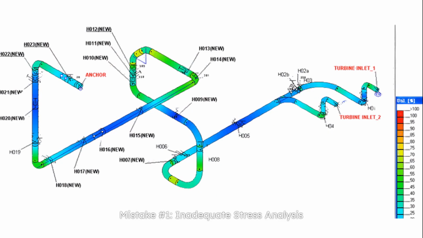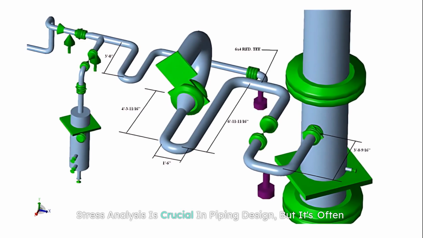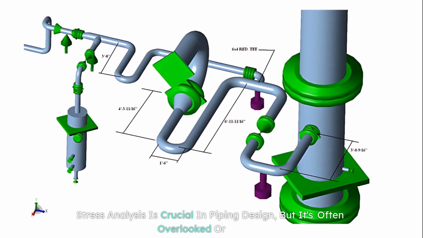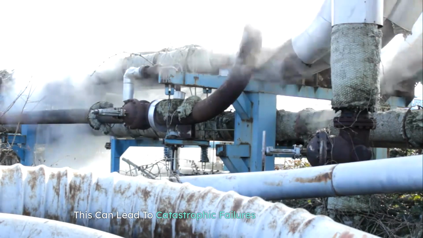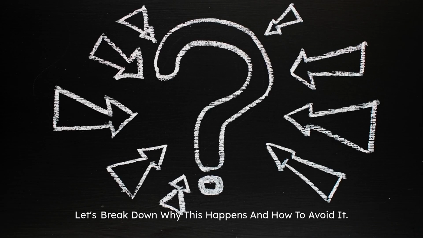Mistake number 1, inadequate stress analysis. Stress analysis is crucial in piping design, but it's often overlooked or rushed. This can lead to catastrophic failures and costly repairs. Let's break down why this happens and how to avoid it.